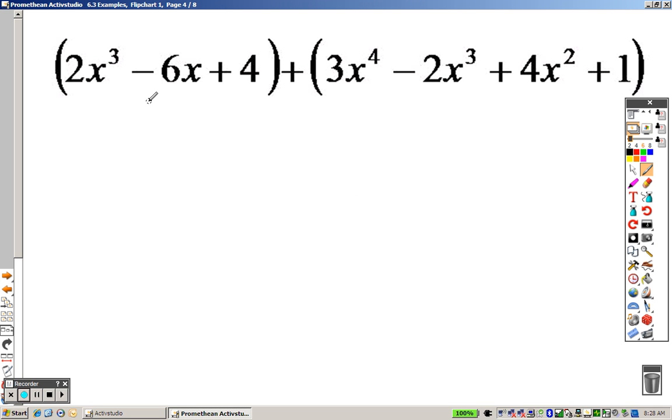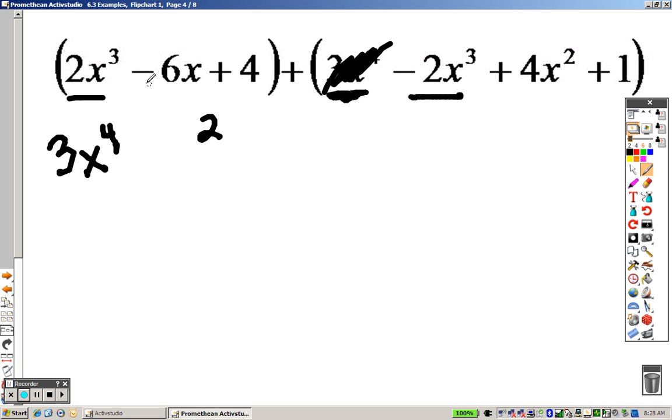Adding these, I like to go from highest to lowest. So I have x cubed, but is there anything higher than this in this whole problem? You got it, right? We have a 3x to the fourth. Are there any other x's to the fourth? Nope. So we're just going to bring that down and get 3x to the fourth. So we can put it in standard form, so that's gone. I have 2x cubed right here, and negative 2x cubed. So 2 minus 2 is 0. So I have no x cubed. They cross out. So they're gone.